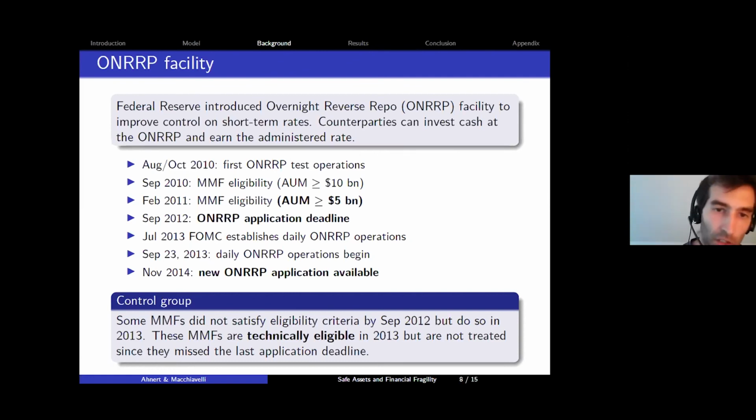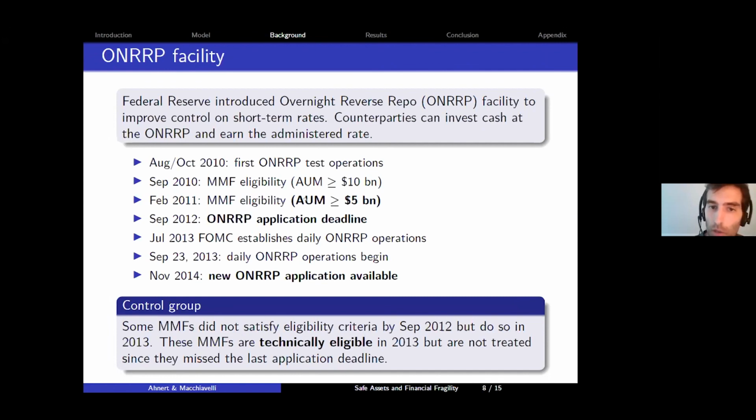So they are technically eligible, but they cannot apply. And therefore, just in these 2 years, we have an interesting control group of funds that are technically eligible, but not treated. And so we'll look at funds in the treatment and control group with assets under management in the neighborhood of 5 billion, which is the threshold for eligibility. And that will give us a treatment and control.